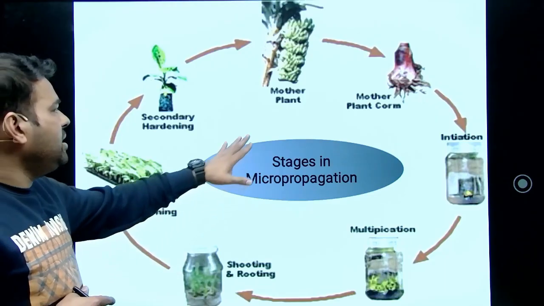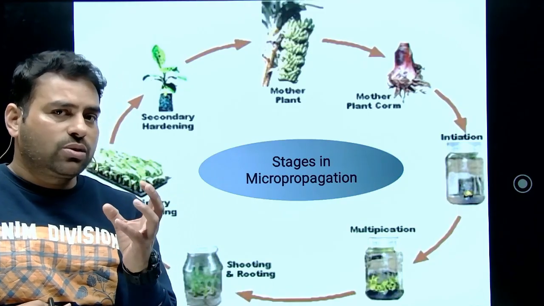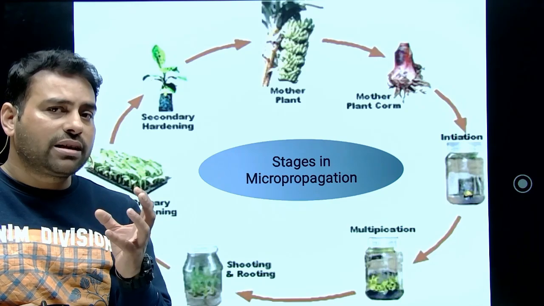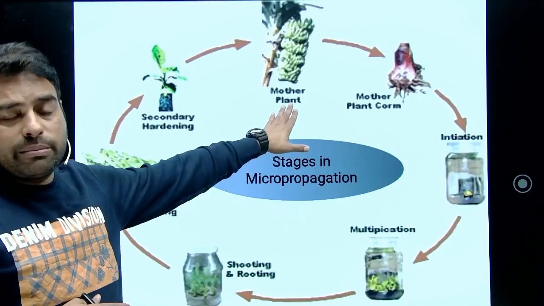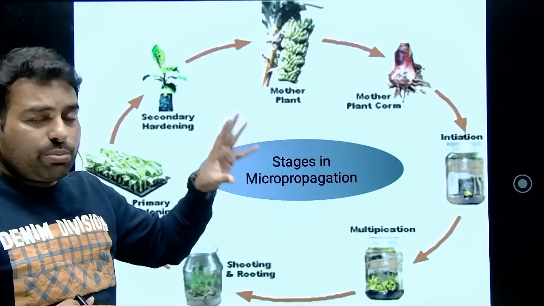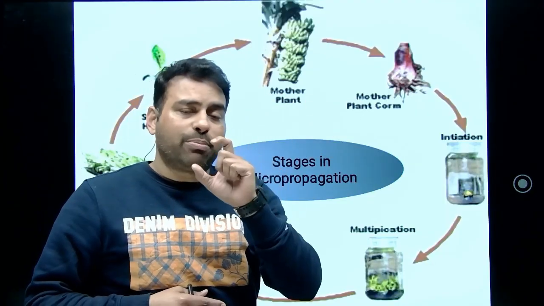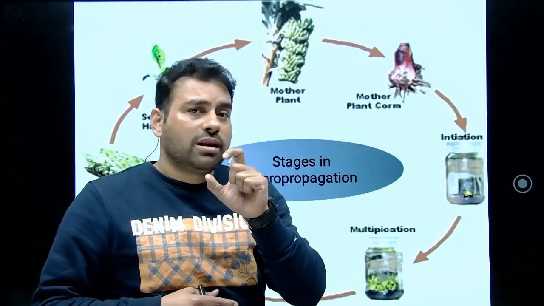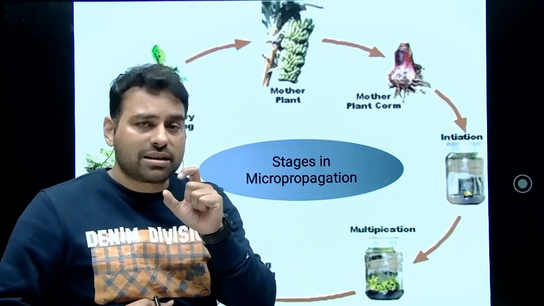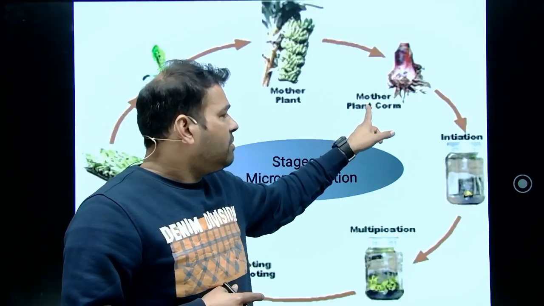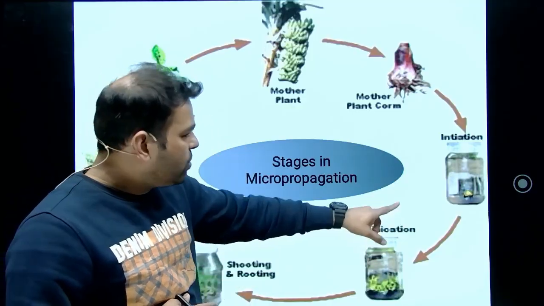So it starts with the mother plant. As we discussed, we have to choose an elite, good genotype from where we can take the explant. This is our major mother plant. It should be very healthy and disease free. From it we choose a plant part suitable for taking explant, like meristematic tissues or axillary buds. Then we start our experiment by introducing this explant into media.